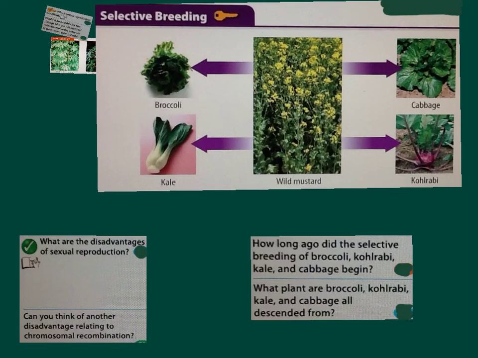This process is called selective breeding, or artificial selection. Artificial selection is used to develop many types of plants and animals with desirable traits. It is another example of the benefits of sexual reproduction.